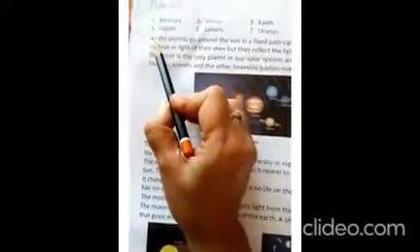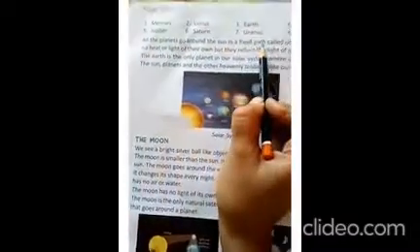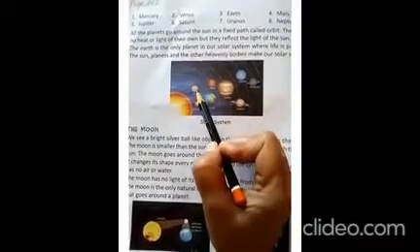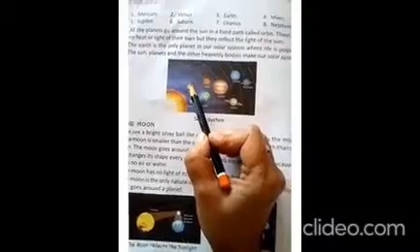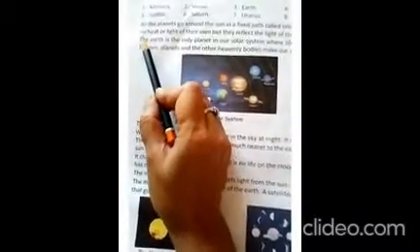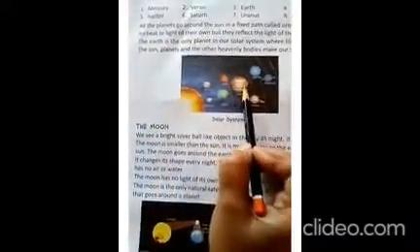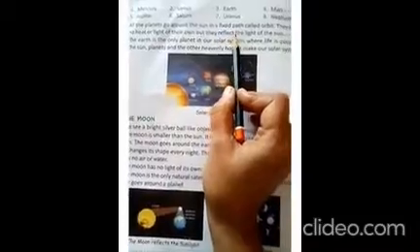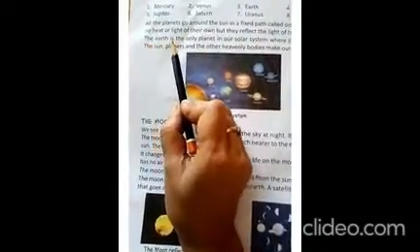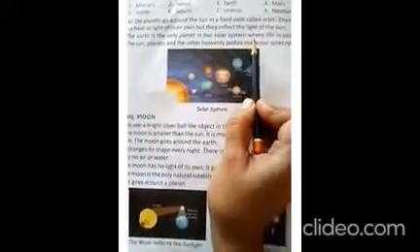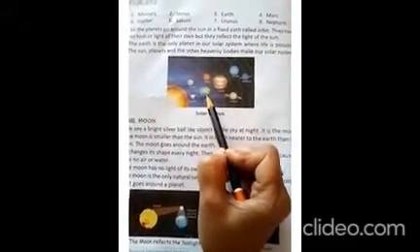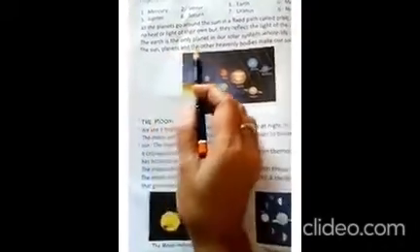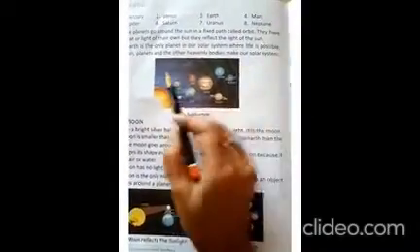Now let us read. All the planets go around the Sun in a fixed path called orbit. See, you can see these lines. These are the orbits of the planets, and they are fixed paths on which the planets move. The planets do not have any heat or light of their own, but they reflect the light of the Sun. The Earth is the only planet in our solar system where life is possible. This planet Earth has life on it. The Sun, planets and the other heavenly bodies make our solar system. This is the solar system.